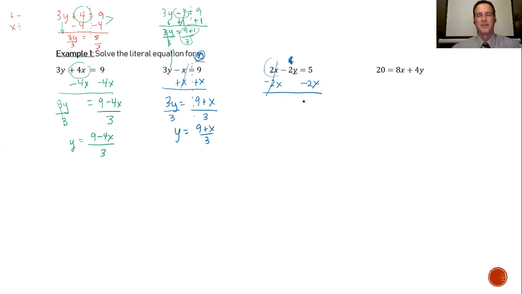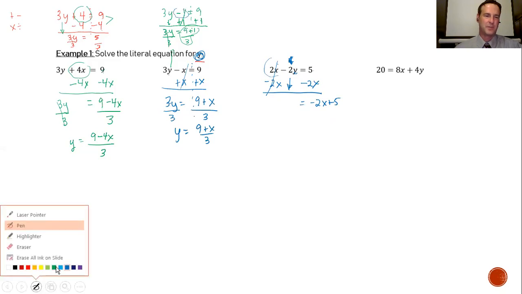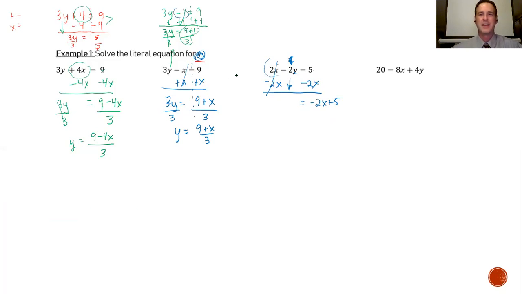All right, so on the right side, I got negative 2x plus 5. Okay, now what comes down? Be careful, because it's not just the 2y that comes down, it is a negative 2y. This whole subtract 2y. Okay, so bring that whole guy down. All right, and then you want to divide. Okay, so divide by negative 2, divide by negative 2.